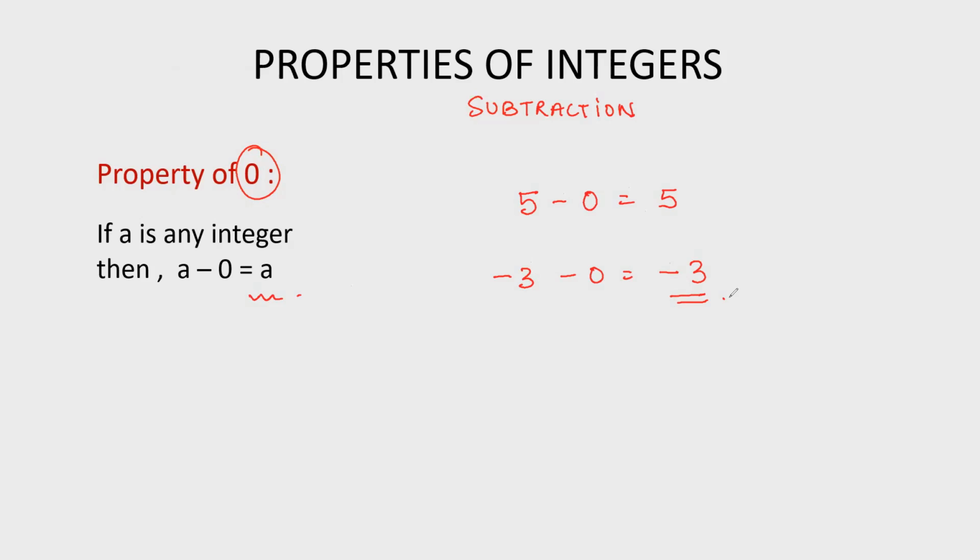Now, I hope the properties of subtraction of integers are clear. We've done 3 properties: closure property, commutative property, and the property of 0. Now, after this, we will move on to the next topic, which is multiplication of integers.